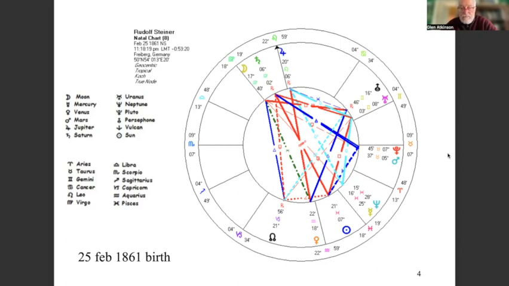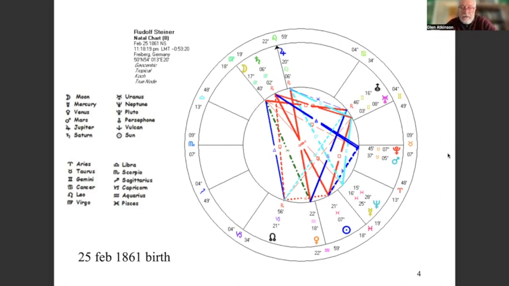And then the light blue lines that are here are the fifth harmonic. And these are very, very positive influences in a person's psychology, even though it seems when it comes to the weather, these particular aspects tend to create very stormy situations.